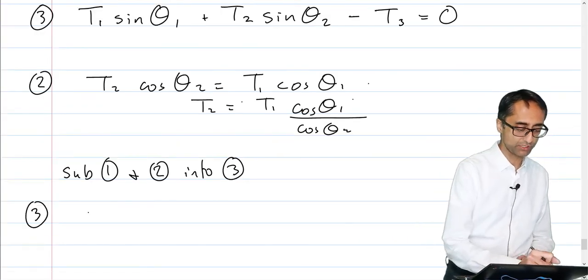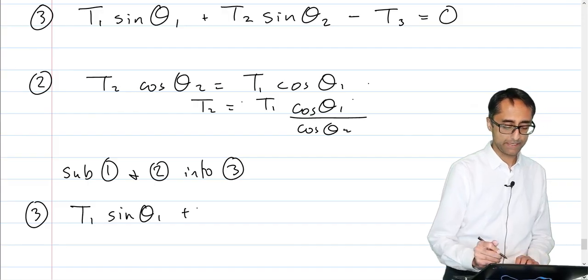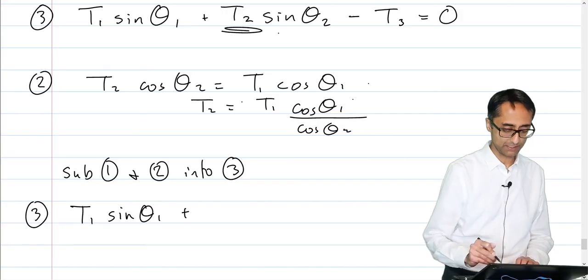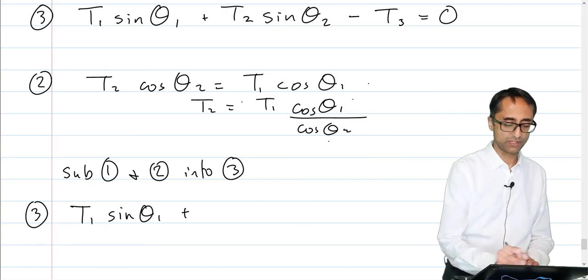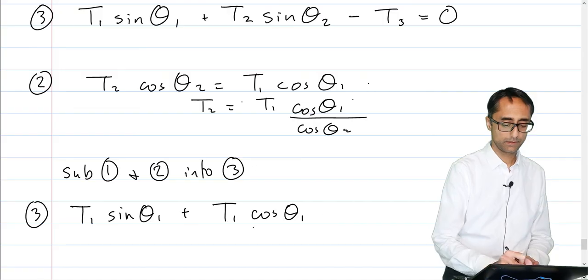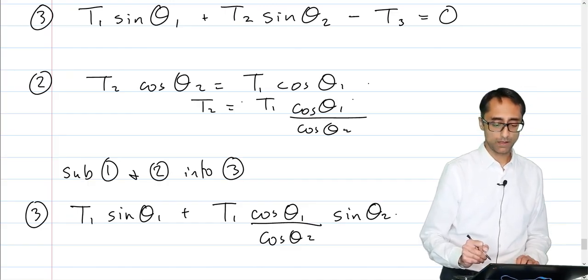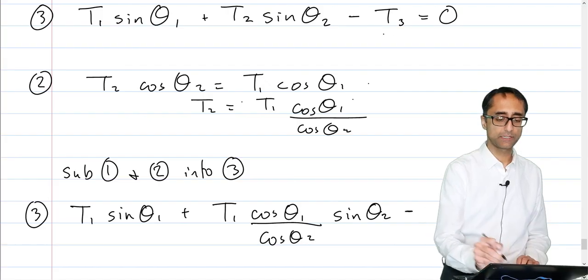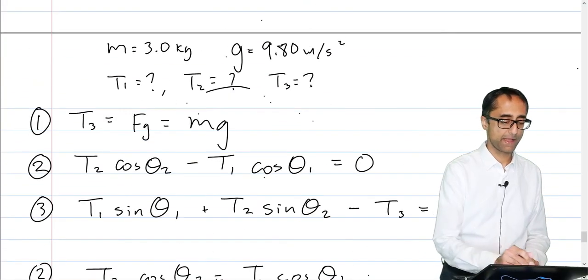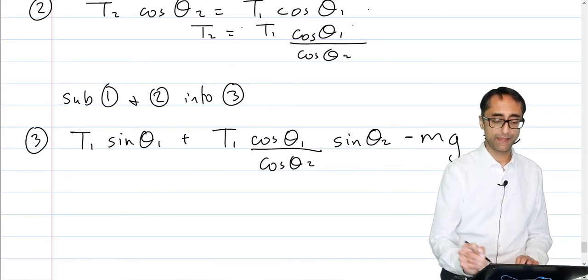So now equation 3 looks like the following. We still have T1 sine of theta 1, but now our T2 sine theta 2 is going to look very different. We're going to use this term here for T2, leaving us T1 cos theta 1 divided by cos theta 2, all multiplied by sine theta 2. And then finally, we have our T3, which was just equal to mass times gravity. And so this becomes mg, and all of that is equal to 0.